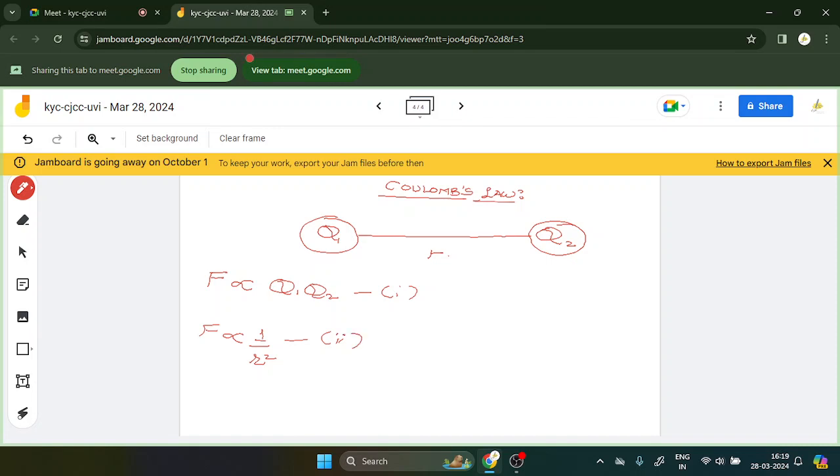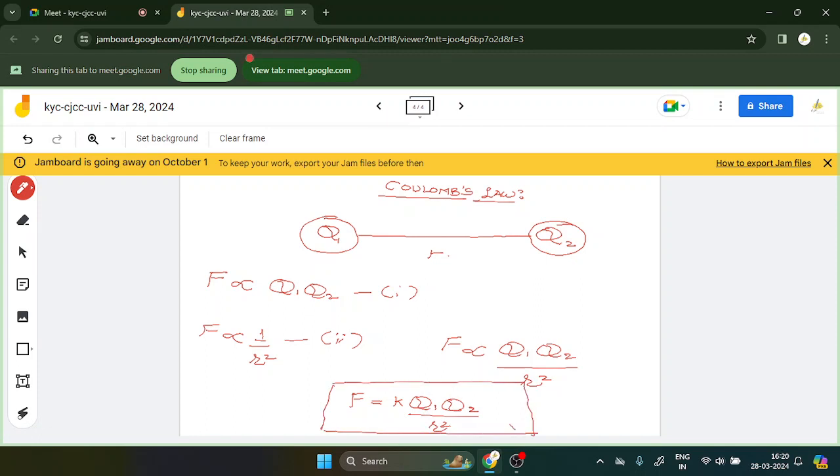When you combine both of these equations, you get F is directly proportional to Q1 Q2 upon R square, and just remove the sign of proportionality. You will have F equals K Q1 Q2 upon R square, where K is a constant of proportionality. Clear?